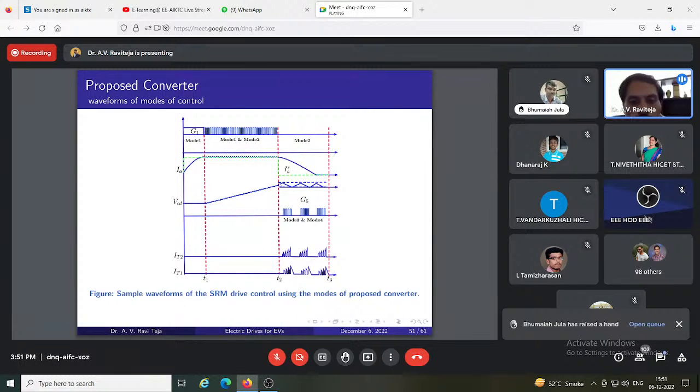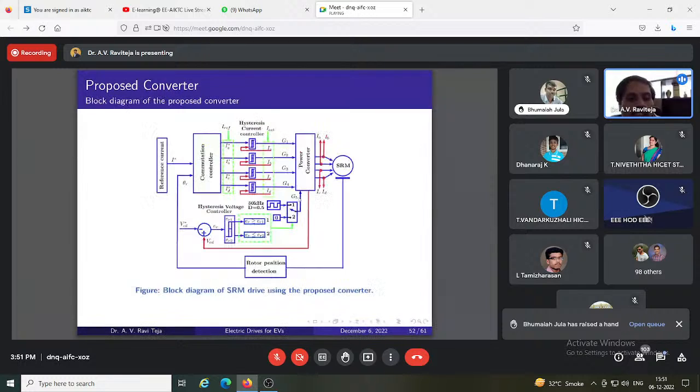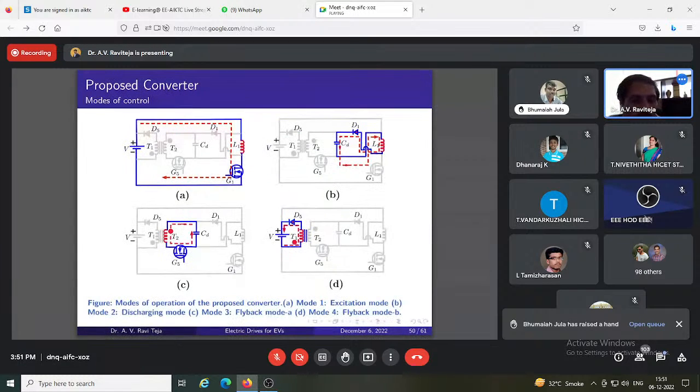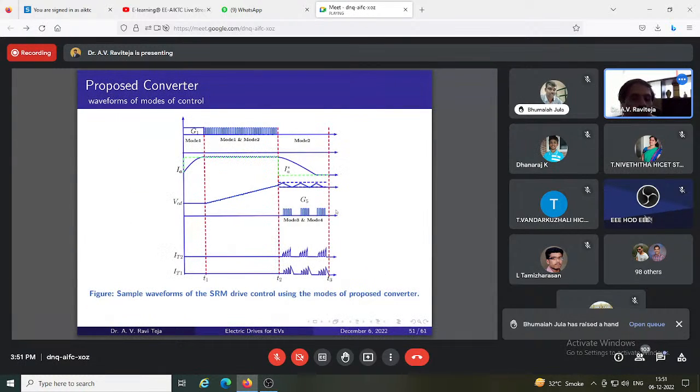When the capacitor charges, I will keep one reference voltage for the capacitor. When it exceeds the reference, I will give this energy back to the source by operating the flyback, flyback mode 1, flyback mode 2. I give back the energy to the source, and maintain the required voltage at the capacitor. So this capacitor voltage can be any value as per my requirement, and that voltage will be maintained.